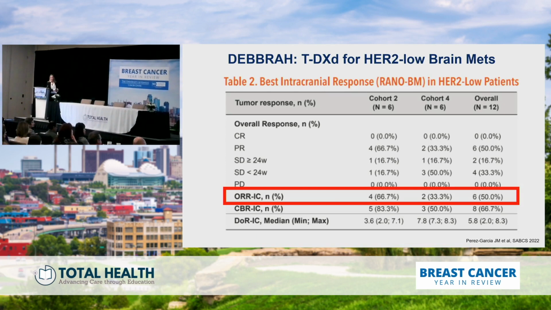You can see in this population with HER2-low brain mets, and it did allow patients with leptomeningeal disease, which a lot of studies don't, you can see an impressive overall response rate in these cohorts, 66.7% versus 33.3% or 50% intracranial response overall. So this does seem to be a strategy that's not only effective for the treatment of HER2-positive brain mets, but also HER2-low brain mets.